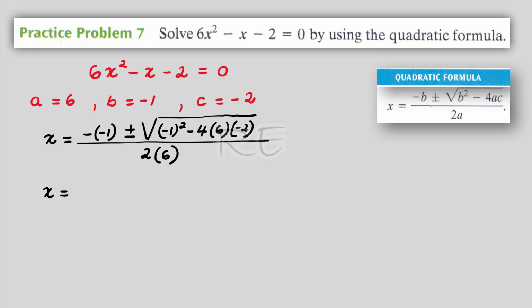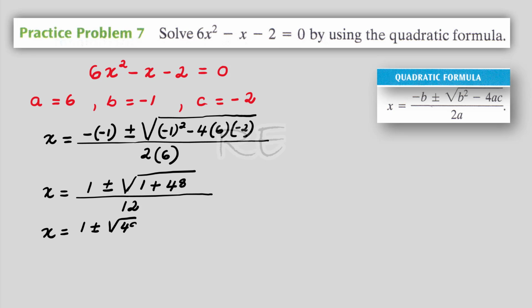Going to simplify. Minus negative 1 is positive 1 plus or minus the square root of negative 1 squared, which is 1. A negative times a negative is a positive. So it's going to be 24 times 2, which is 48. The whole thing is divided by 12. 1 plus or minus the square root of 49 divided by 12, and the square root of 49 is 7. So the answer is 1 plus or minus 7 over 12.